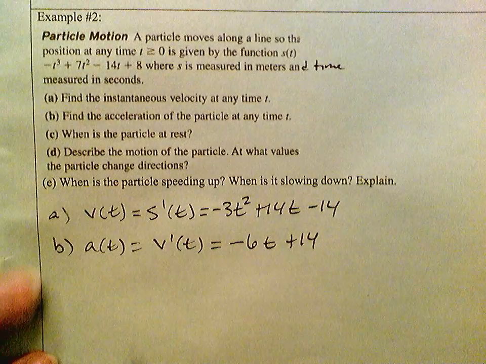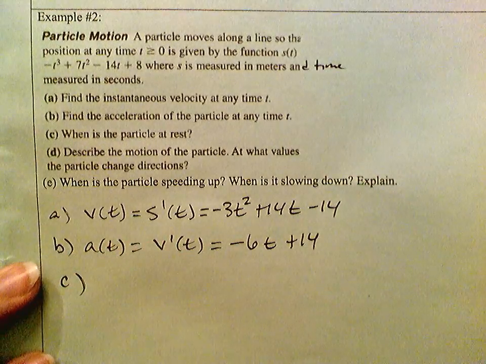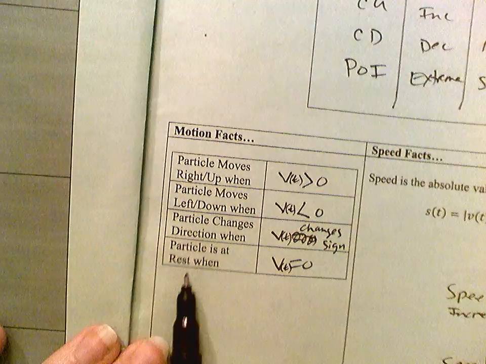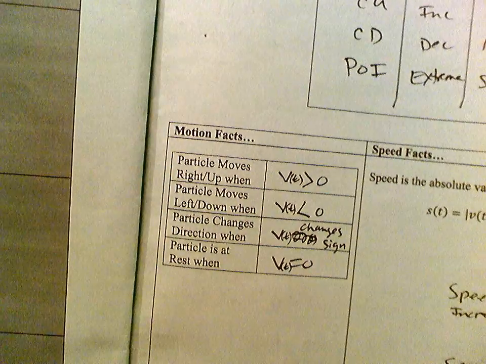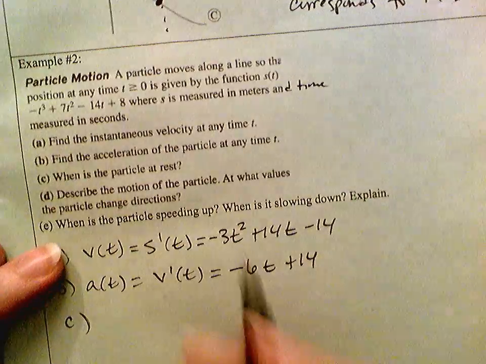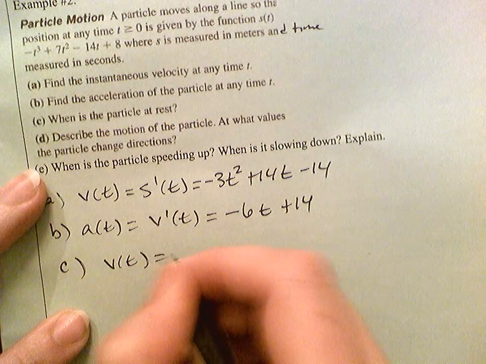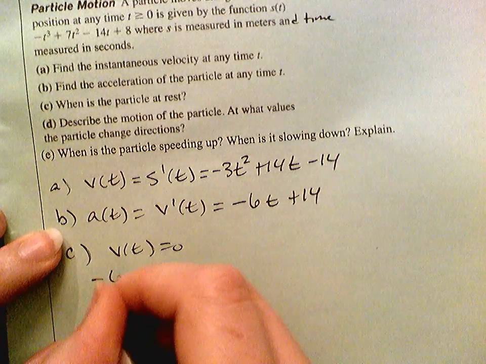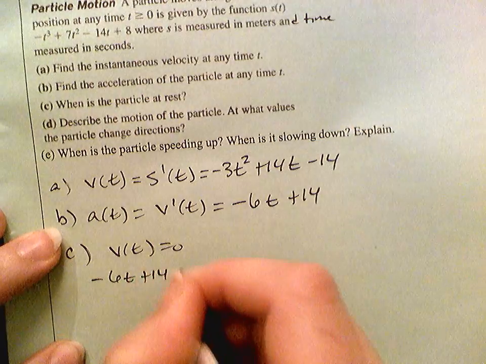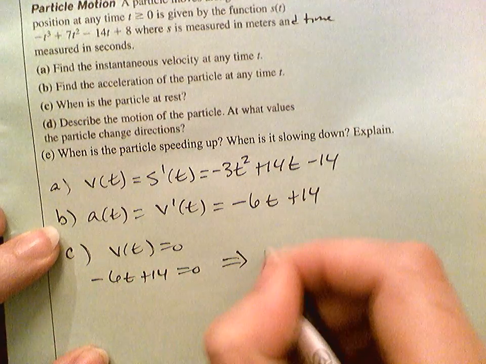Part C, when is the particle at rest? If you go back to our very first day, a particle is at rest, and we need to know this by heart, when the velocity is 0. So I'm just going to take my velocity function, set it equal to 0, so I've got negative 6t plus 14 equals 0.